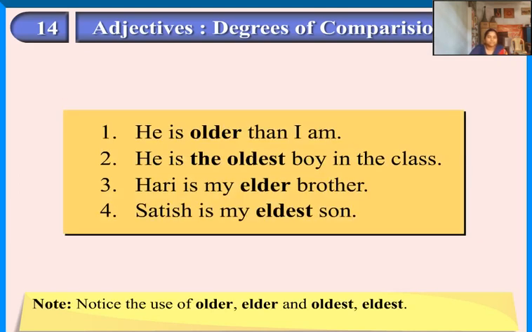Note. Notice the use of older, elder and oldest, eldest. He is older than I am. He is the oldest boy in the class. Hari is my elder brother. Satish is my eldest son.